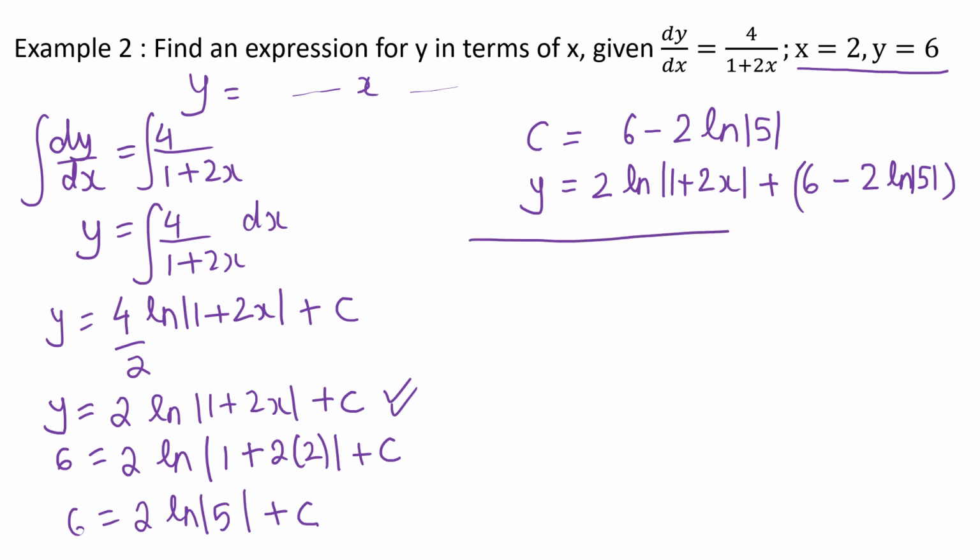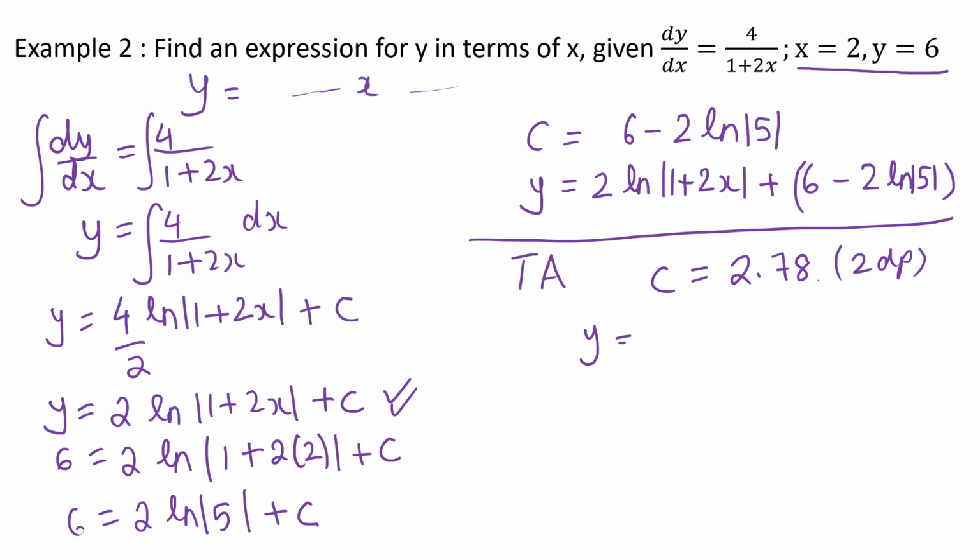This is a tech-free exam, but if it's a tech-active question, then you would go ahead and evaluate the value of c to be about 2.78, rounded to 2 decimal places. So substituting it back into that equation, we get y equals 2 ln of 1 plus 2x plus 2.78. And that is an expression where y is written in terms of x.